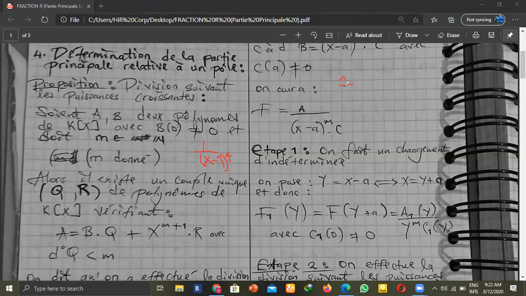Someone to help us? What will be its form? Because we have already identified that its degree is less than the denominator's, right? We'll go direct. How are we going to write its form, the decomposition in R? How are we going to write it? Please, someone to help us.